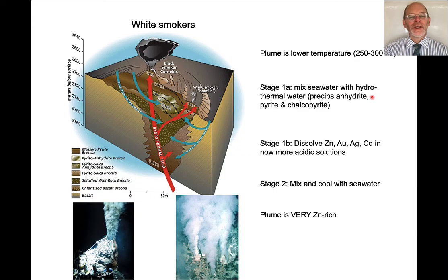White smokers are a little bit similar to black smokers in the sense that there's a hydrothermal system. The fluids enter, they react with the rocks, they create this metal-enriched fluid. But there's an initial precipitation of anhydrite, pyrite, and chalcopyrite below the surface. So that precipitation is not occurring at the venting location, it's occurring in the subsurface. That allows the fluid to evolve to a different chemistry.